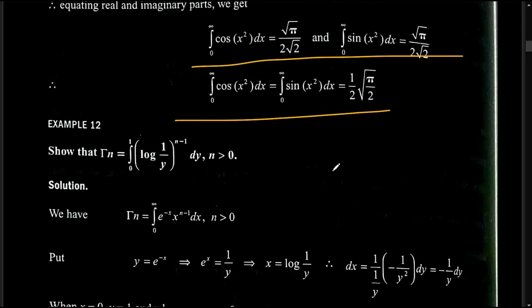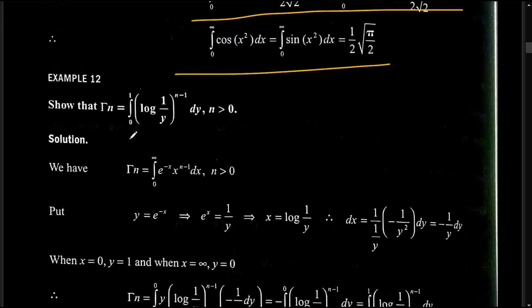So that's it, guys. It's so simple. Next question, gamma of n is equal to the integral from 0 to 1 of this. We have to prove this.